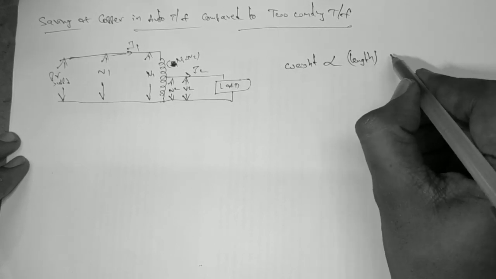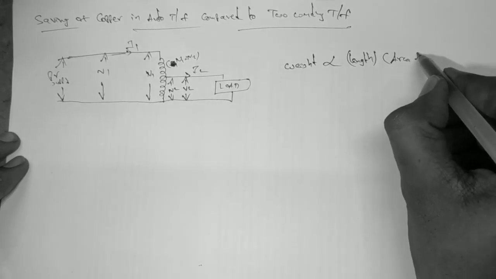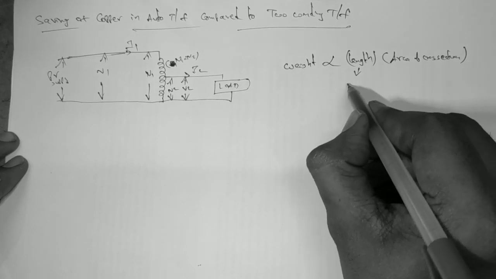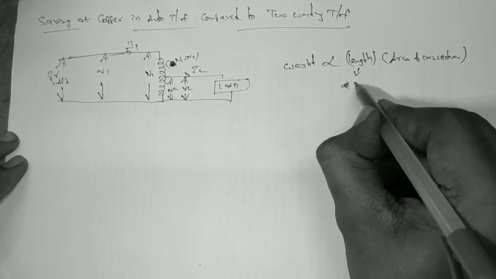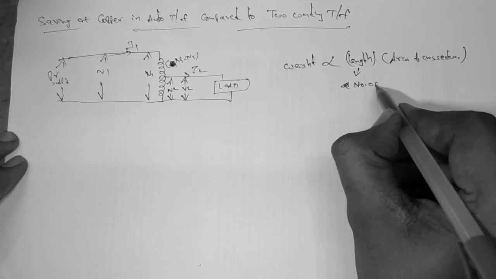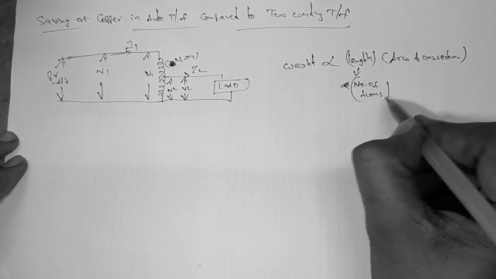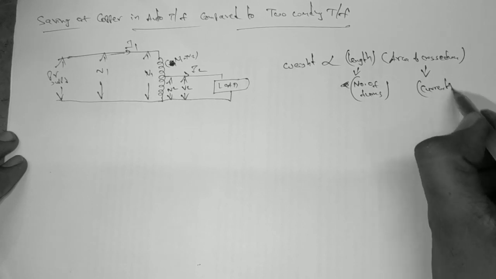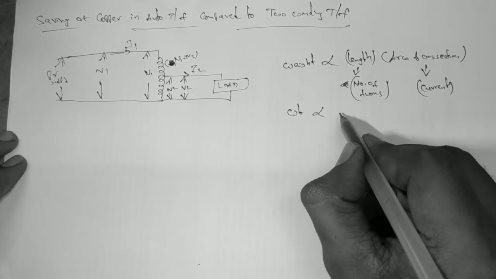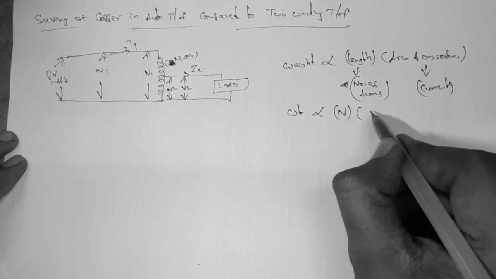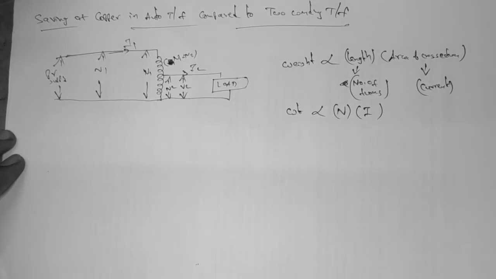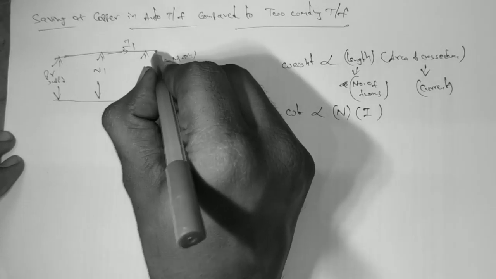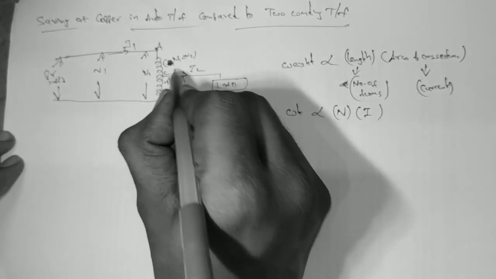Now the weight of the conductor will be directly proportional to length and area of cross section. The length of the conductor is directly proportional to the number of turns, that is the N value, and the area of cross section of a conductor is directly proportional to the current flowing through it. So finally, the weight of the conductor is directly proportional to the number of windings in the conductor and the current flowing through it. From this we can derive the weight that is saved in an auto transformer.